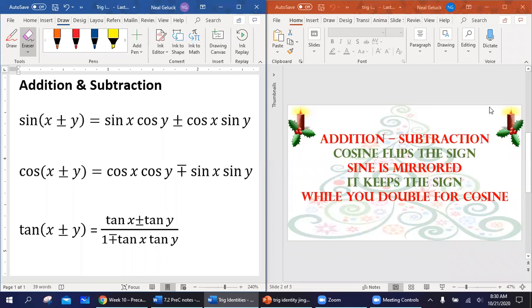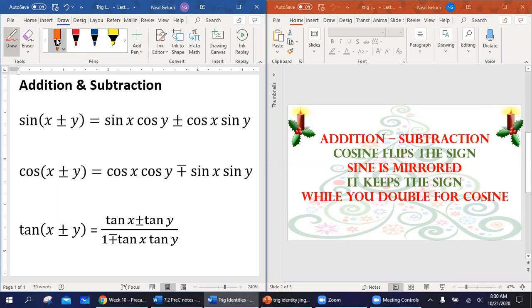For section 7.2, we're looking at the addition and subtraction formulas. The identities are on your identity sheet. I also posted a quick little PowerPoint of a little Jingle Bells version to help us memorize these. So I'm going to sing this Jingle Bells version and we'll talk through it as we go through.